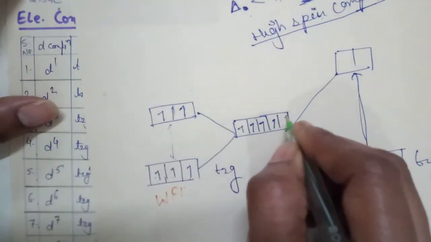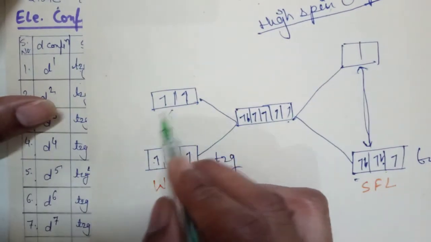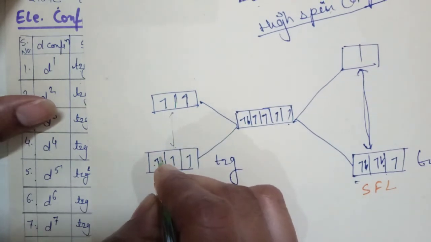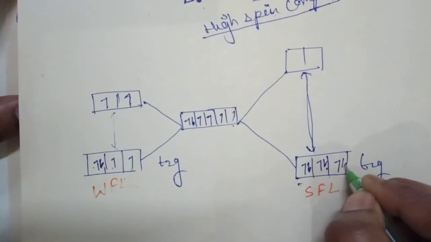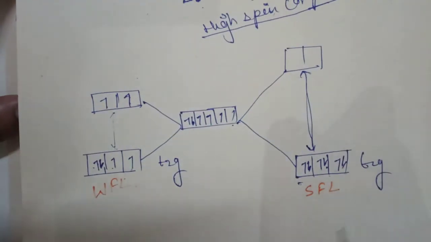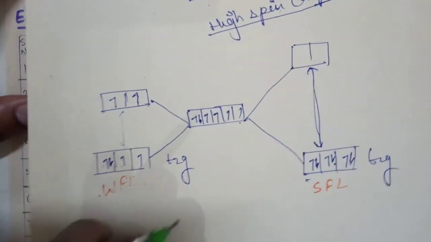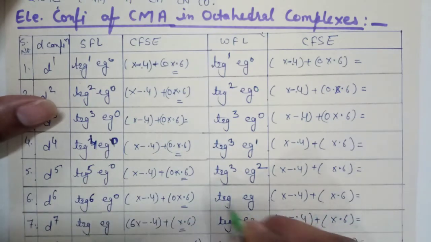Now the sixth electron. All five d orbitals are filled with unpaired electrons, so the next electron will be paired. In both cases the sixth electron goes into a t2g orbital, but the electronic configuration is different. This is t2g6 eg0 for strong field, and t2g4 eg2 for weak field.